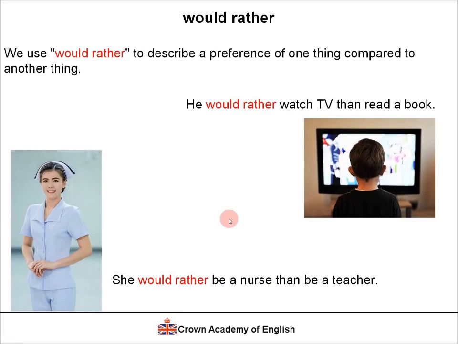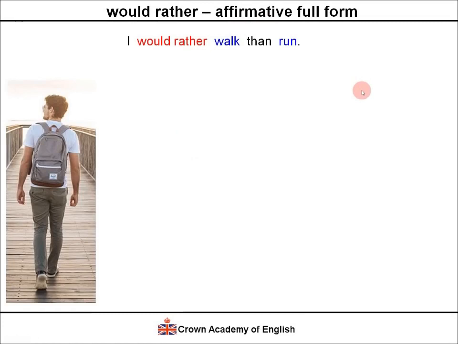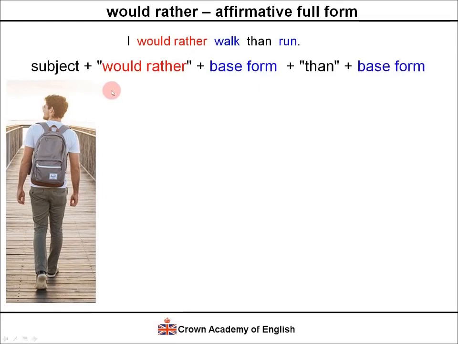Now let's look at the form in more detail. So let's look at the full form of the affirmative or positive. So here is another example. I would rather walk than run. So the form is the subject, would rather, then the base form of the verb, walk.